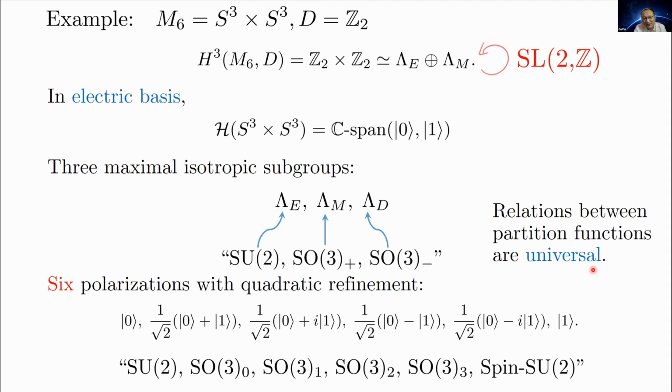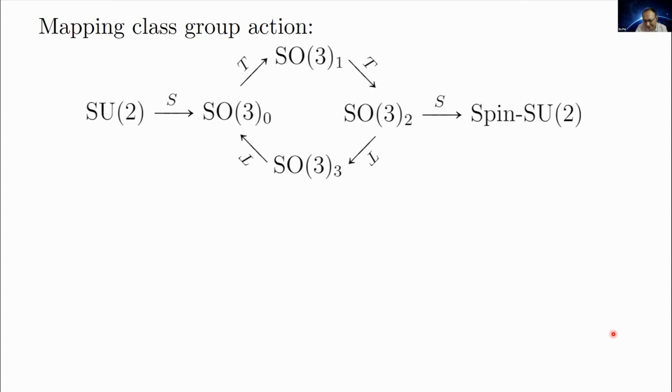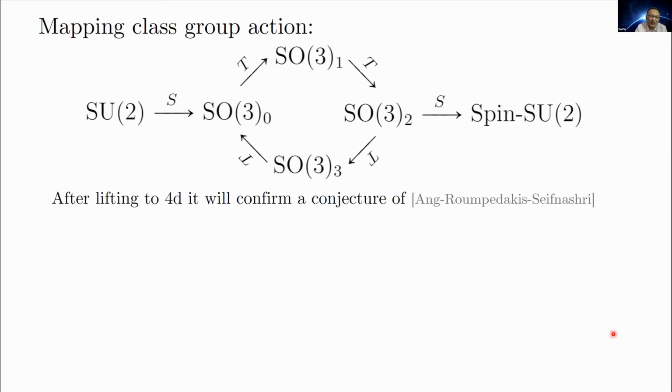Another interesting feature of this is that there will be an SL2Z action acting on H3. So it will act on these maximal isotropic subgroups, and it will act on these 6 different states and the 6 different polarizations. And you can easily work that out, and you end up with this diagram. And after lifting this to 4 dimensions, this will agree with a conjecture in the literature found when they studied different versions of SU2 theory on non-spin manifolds.